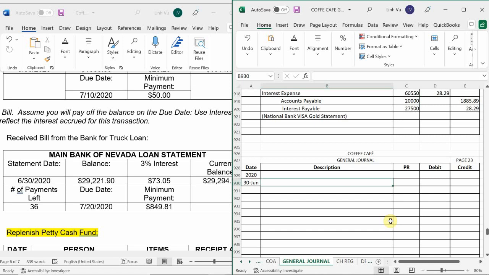Would it come out the same way, except instead of the Visa payable, it would just come out of the truck loan? Correct. Correct. But there's slight other differences as well.